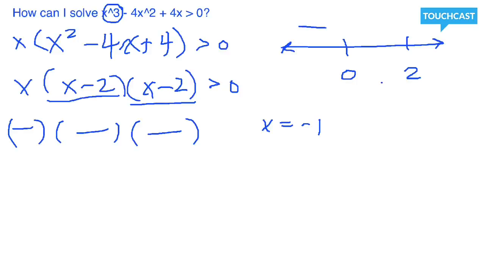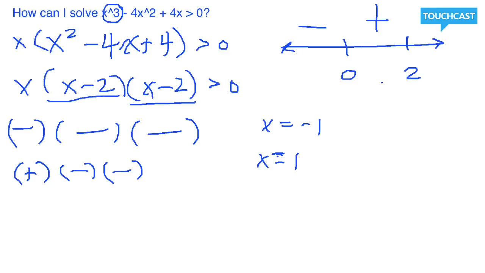What about when I plug in something on that second interval? Let's let x equal +1. So that would be a positive. 1 take away 2 is negative. That would be negative. The second factor is exactly the same, so that's also going to be negative. That's an equal sign. So I'll end up with a positive times a negative, which would be positive.